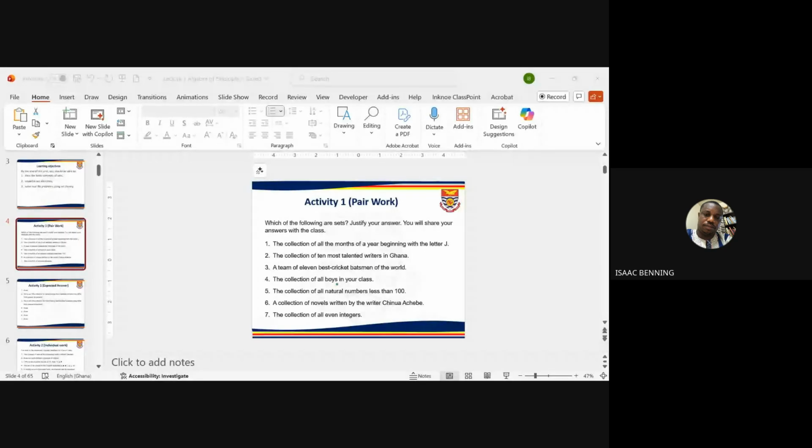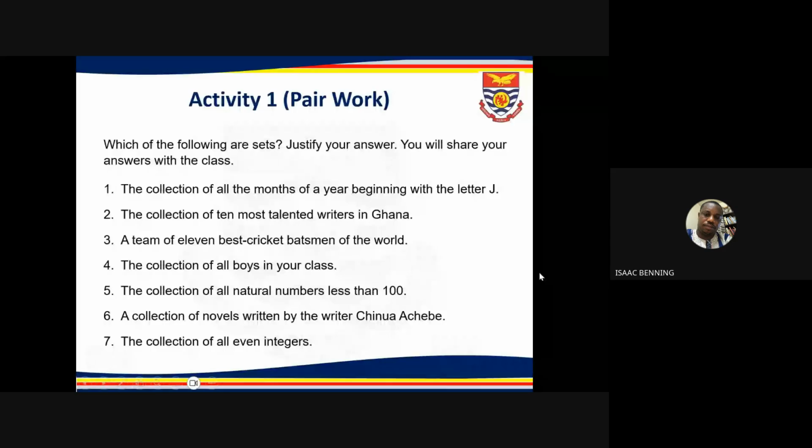When we take number 6, a collection of novels written by Chinua Achebe, can we consider it as a set or not a set? It is a set. Why is it a set? Because everybody that knows the novels written by Chinua Achebe can count the number of novels that Chinua Achebe has written. So it is well defined.